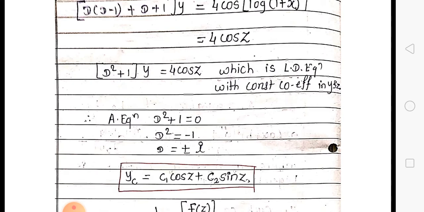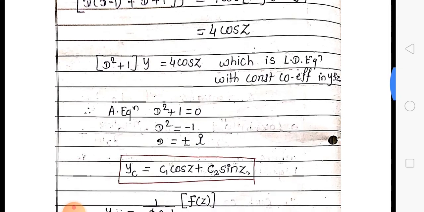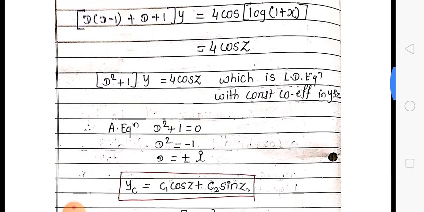Because the complementary solution we write in the form: if the roots are imaginary and distinct, that is in the form of alpha plus minus i beta, then the solution is e raised to alpha x in bracket c1 cos of beta x plus c2 sin of beta x. Here the value of alpha is 0 and beta is 1. Therefore, we got the complementary solution c1 cos z plus c2 sin z.